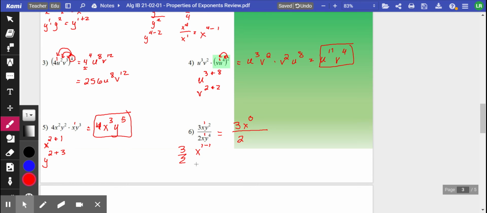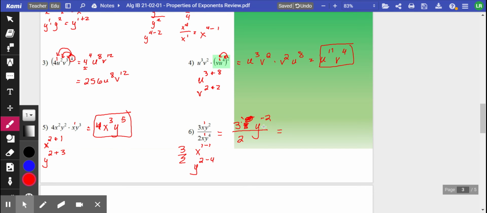For the y's, they're being divided, so I'm going to subtract 2 minus 4. And 2 minus 4 is negative 2. Now, I do have a couple things I need to fix. Remember, x is to the 0 power. Anything raised to the 0 power is 1. So that's gone. Essentially, it's replaced by a times 1.